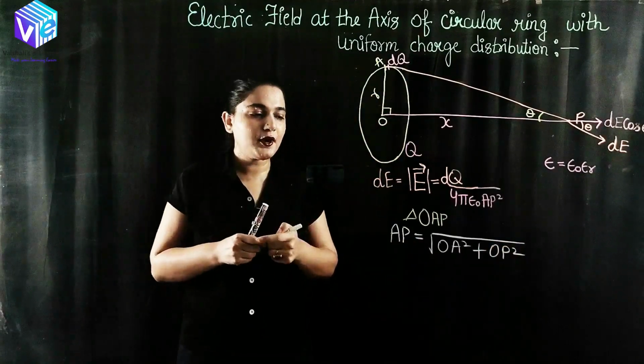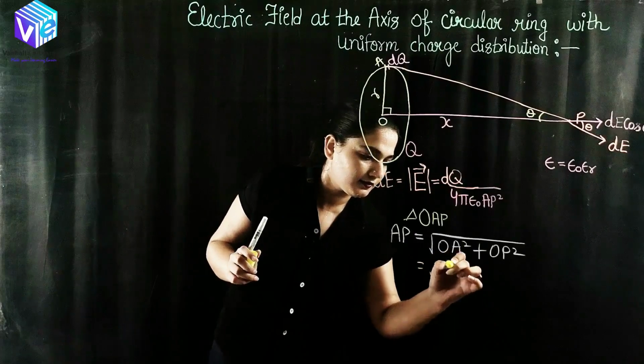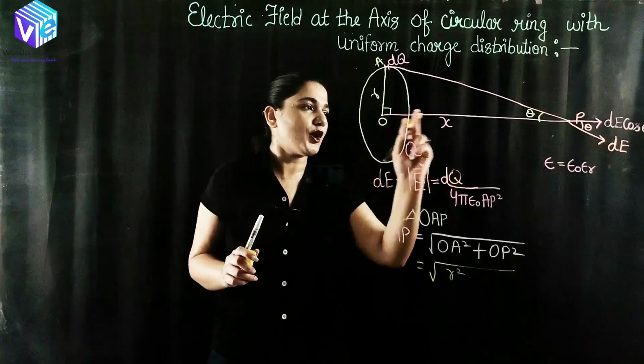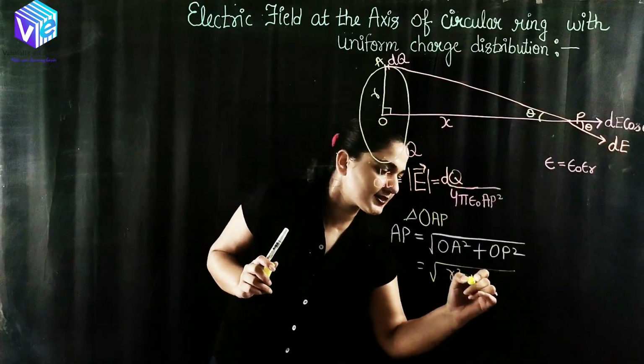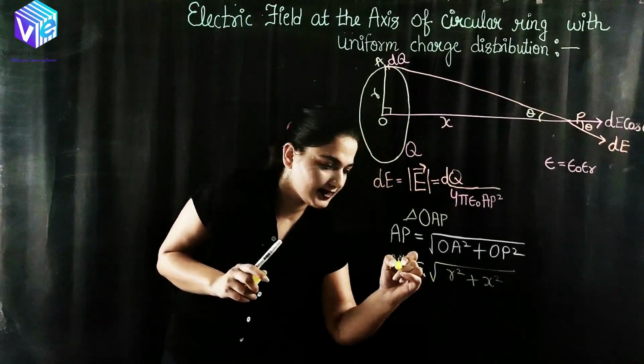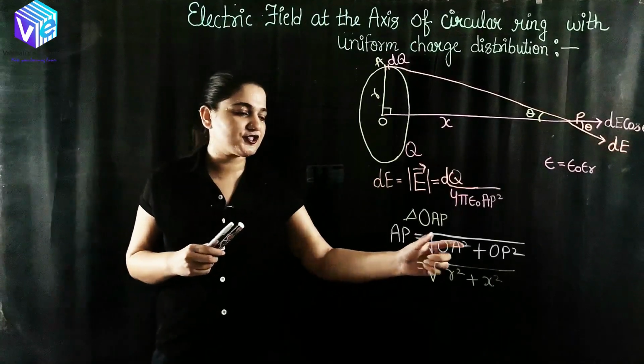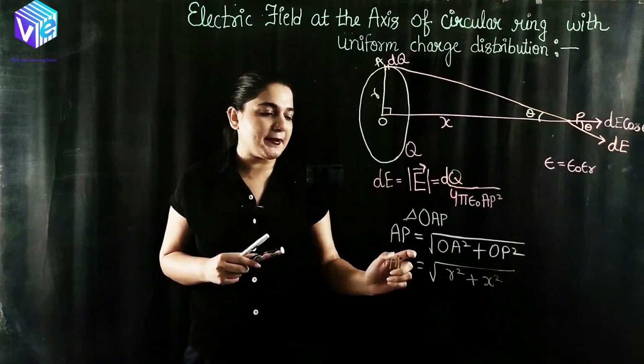So now here, what is OA? OA is R. What is OP? OP is X. So this is how I calculated my distance AP. I hope now there is no confusion in finding out AP.